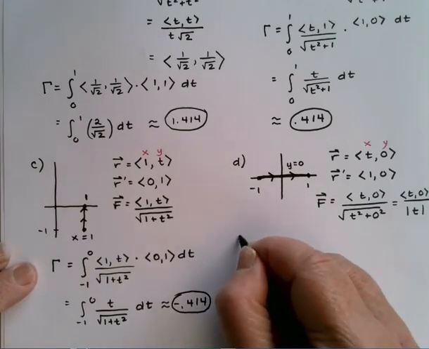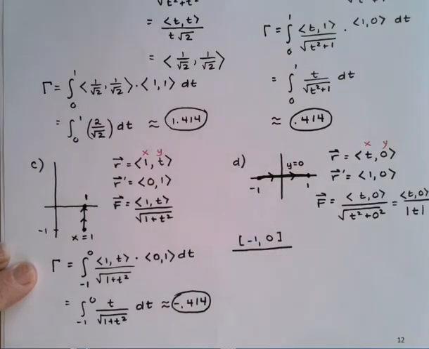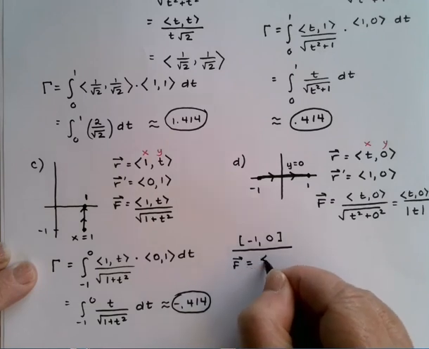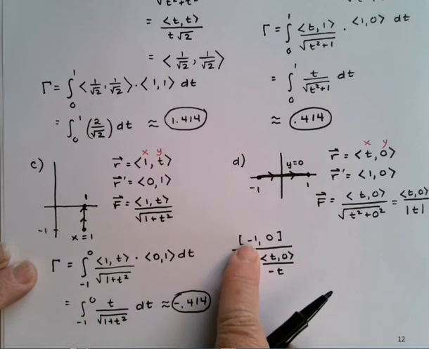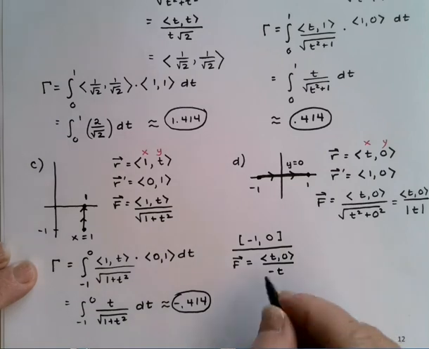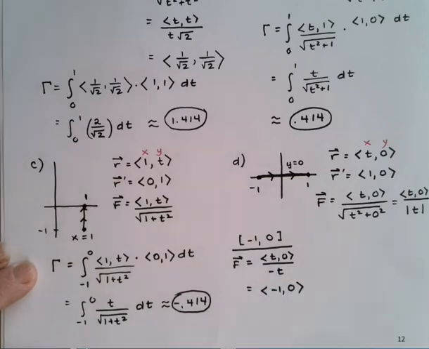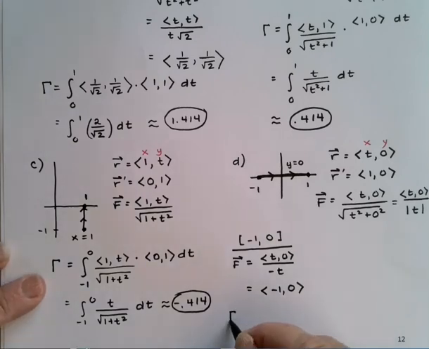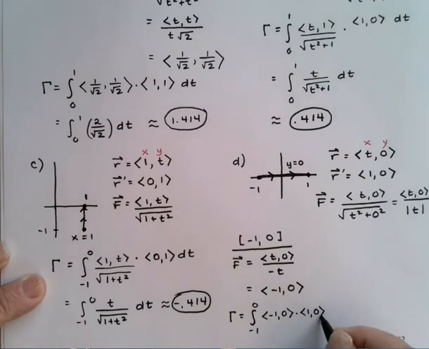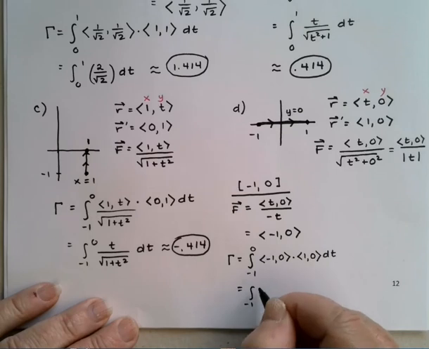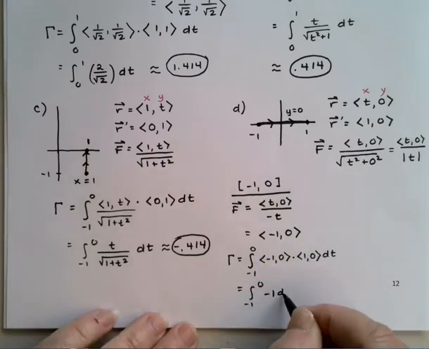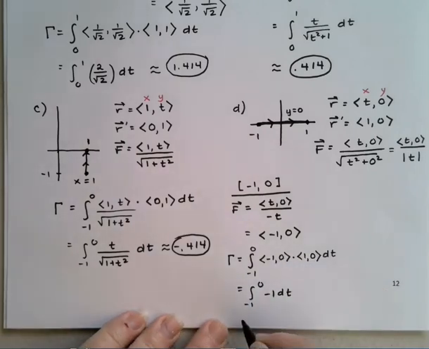So, from -1 to 0, the absolute value of t would actually be the opposite of t. T is negative, and to make it positive, I put the extra negative in front of it. So f here is actually just going to be -1, 0. That means to get my circulation, I'm going to integrate from -1 to 0, this f, dotted with the r prime, which was 1, 0, dt, which gives me -1 dt, right, plus the 0 for the second term, which ends up giving me -1.